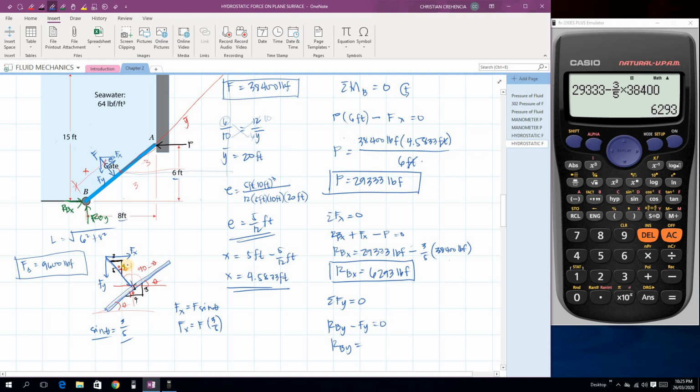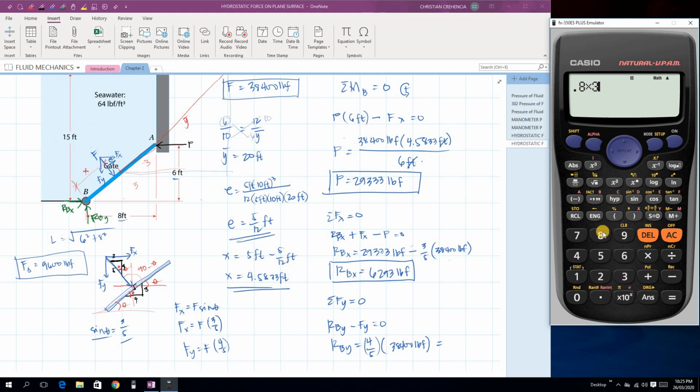Okay. So, ang component natin is 4 over the hypotenuse. So, yung sin theta natin is 4 over 5. 4 over 5 of F. So, yung Fy is, where yung F again is 38,400 pound force. Which will be equal to 4 over 5 is 0.8 times 38,400. So we have 30,720 pound force.